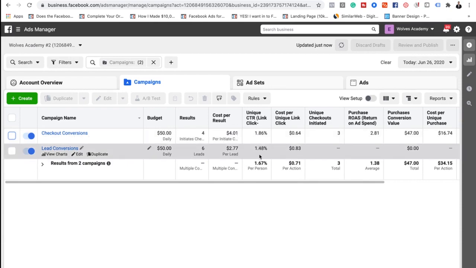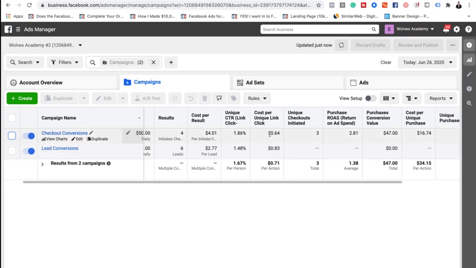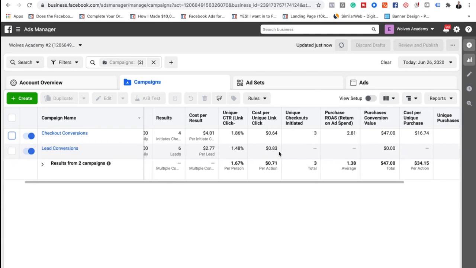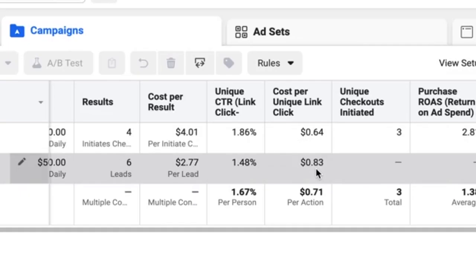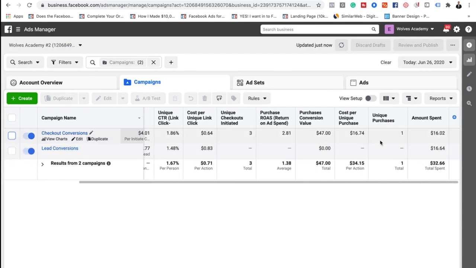Now, my unique click-through rate on my ads is very low, but we're really not going to beat ourselves up about that. We have a 64 cents cost per click on the checkout conversions and an 83 cents cost per click. So the cost per lead, if I was at a 33% conversion rate, would be about $1.90. I usually get like a 35% conversion rate on my landing page. So under $2 per lead here. This one would be about $2.40. So the cost per clicks are way too high. We've got to get a higher click-through rate, but we have gotten a purchase so far.